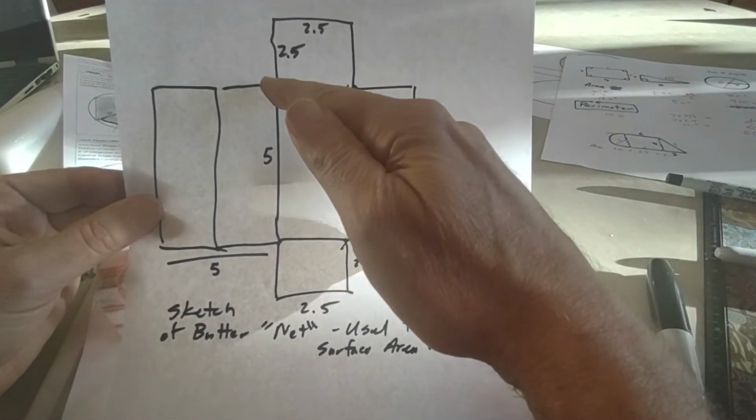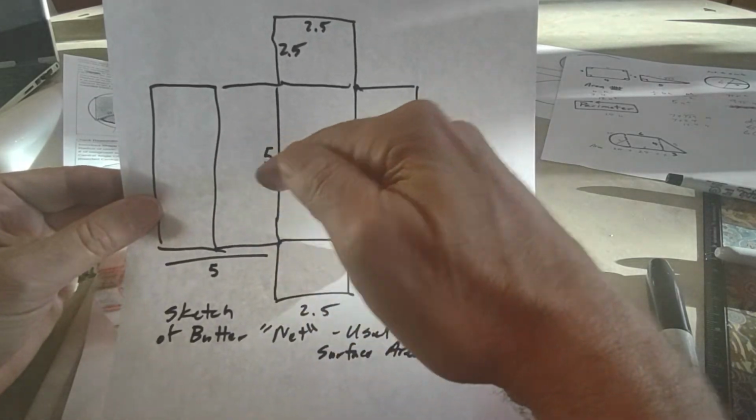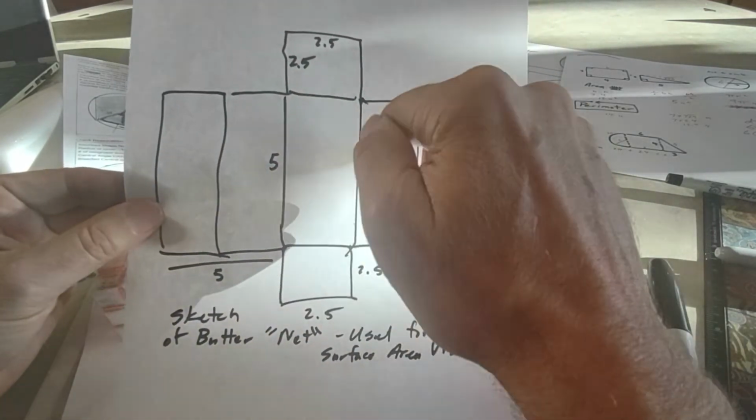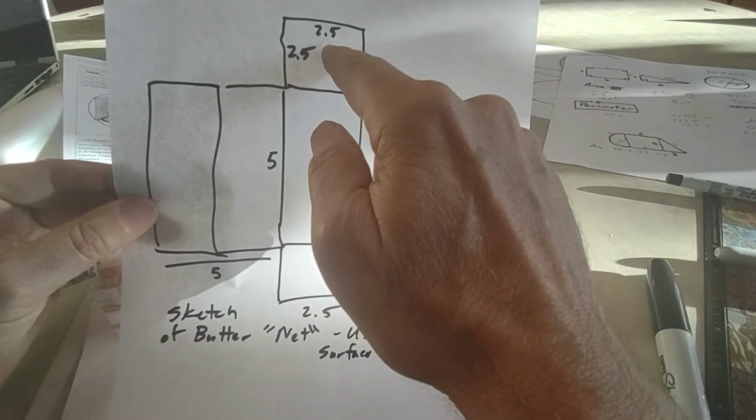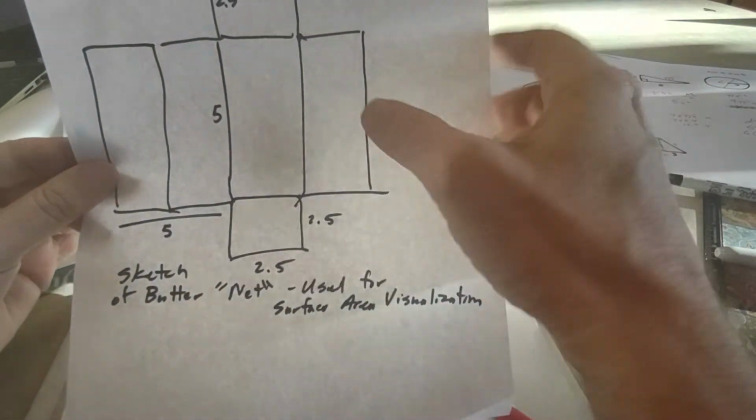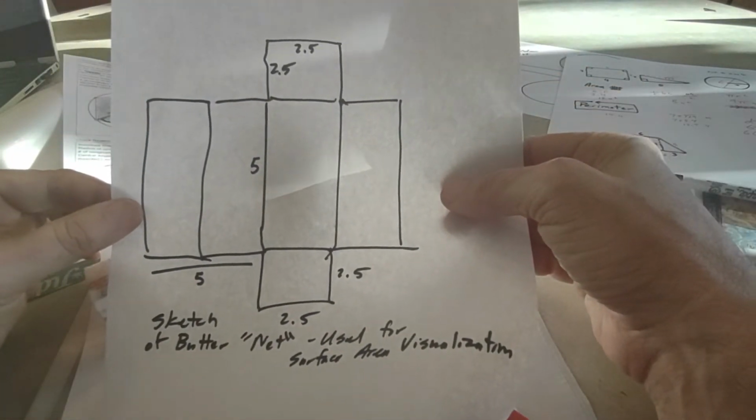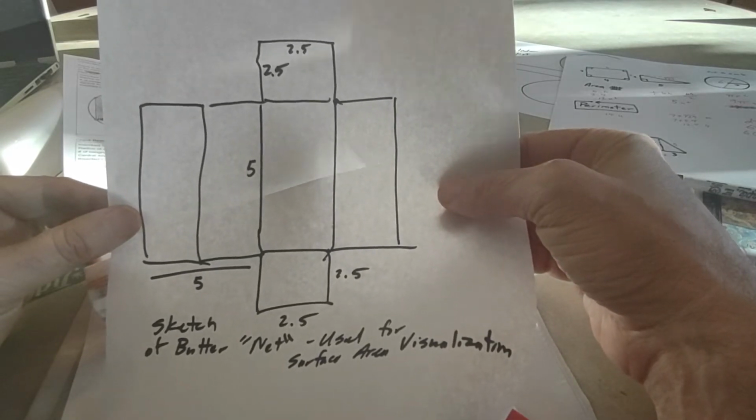Oh yeah, I can see the lateral area is 5 by 2.5. I've got 4 of those. I can add all those up. That's all 50. 2.5 times 2.5 is 6.25. One down there too. So you will see these things called nets occasionally, and they make it a little easier for you to figure it out.